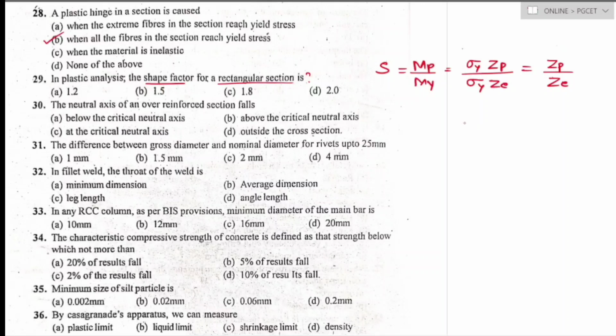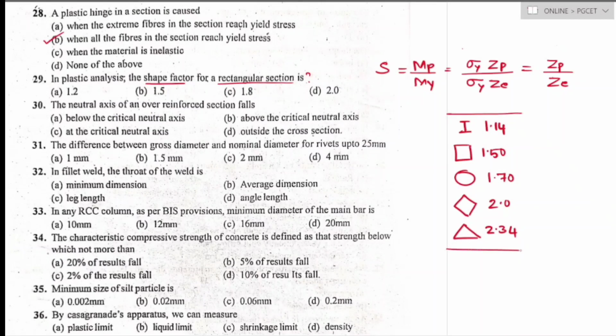So the important shape factors for different cross sections are: for I section it is about 1.14, for rectangular section it is about 1.50, for circular section it is about 1.70, for diamond shape it is about 2.0, and for triangular section it is about 2.34. These are the important shape factors for different cross sections. So the rectangular cross section is about 1.5. Option B is the right answer.